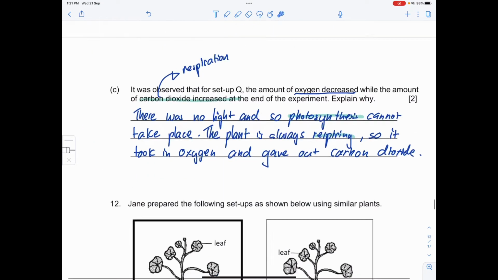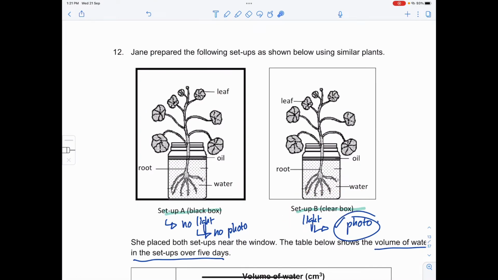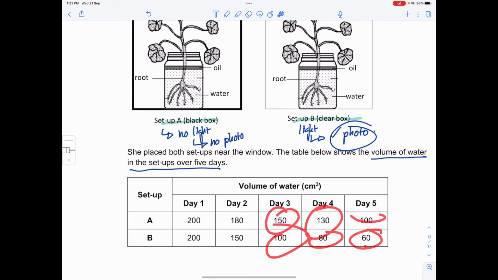So this would tell you that your B should actually have a lower amount of water. Let's see if I'm correct. So true enough, you compare, it's lower. What? 60, 100, 80, 130, 150, 100. So whatever the case is, they all started off the same. I ended up with B being lesser than A. So was my assumption correct?